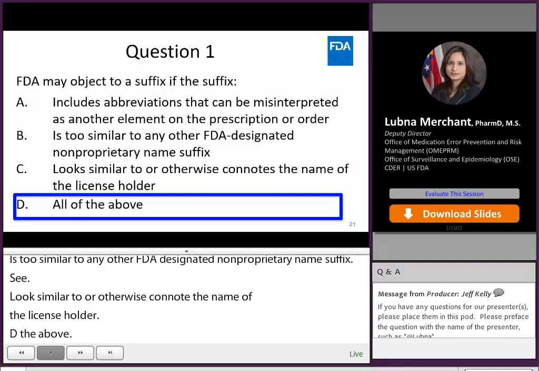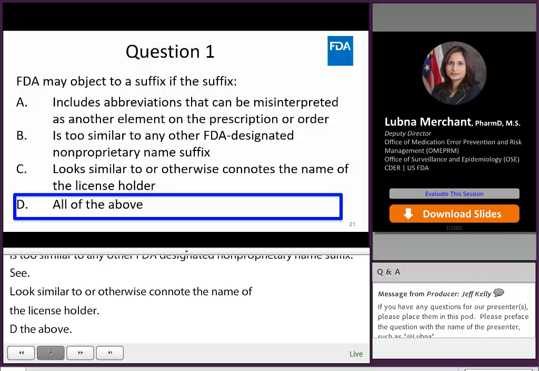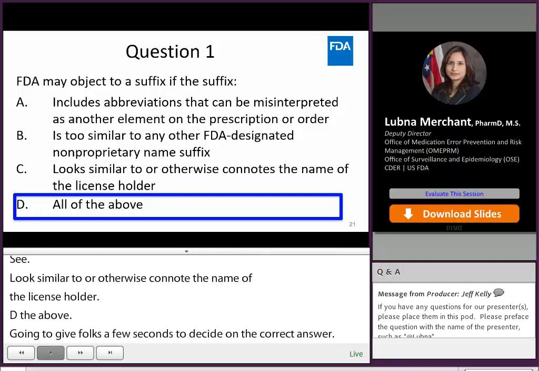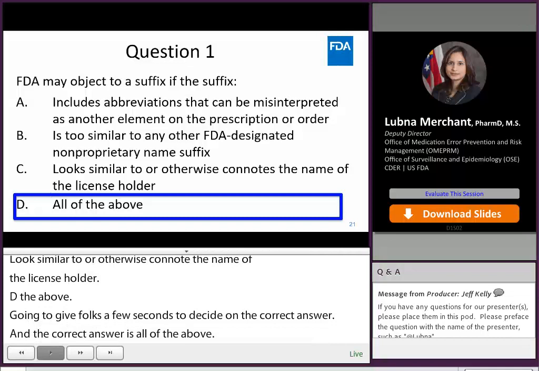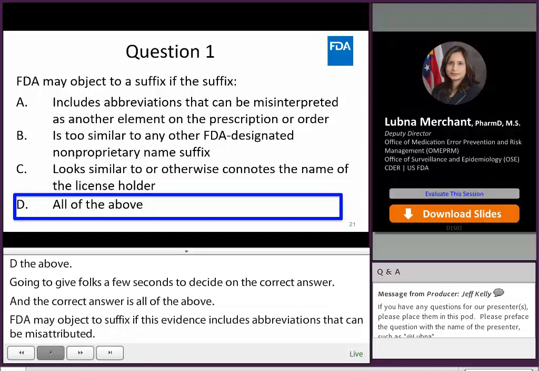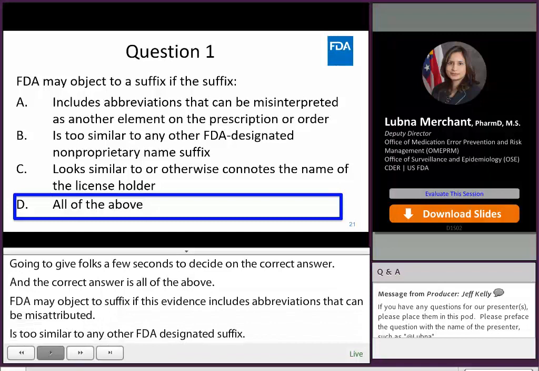And the correct answer is all of the above. FDA may object to a suffix if the suffix includes abbreviations that can be misinterpreted, is too similar to any other FDA-designated suffix, or if it looks similar to or otherwise connotes the name of the license holder. So these are all reasons that we would object to a suffix.